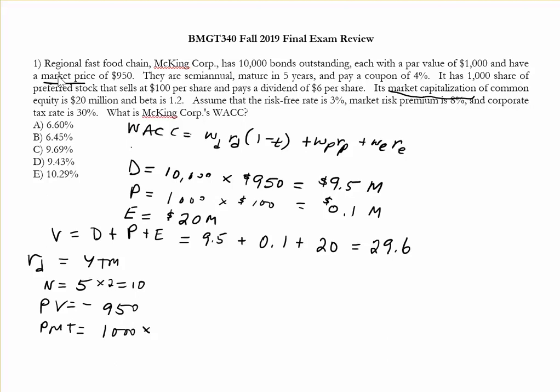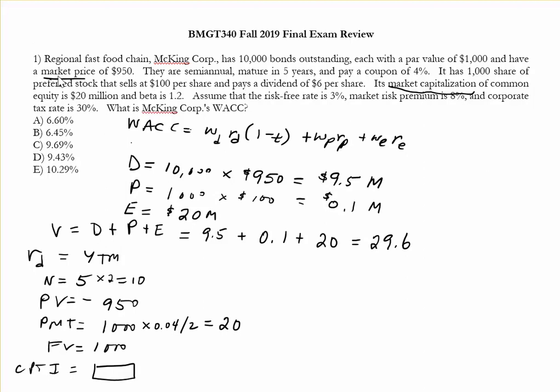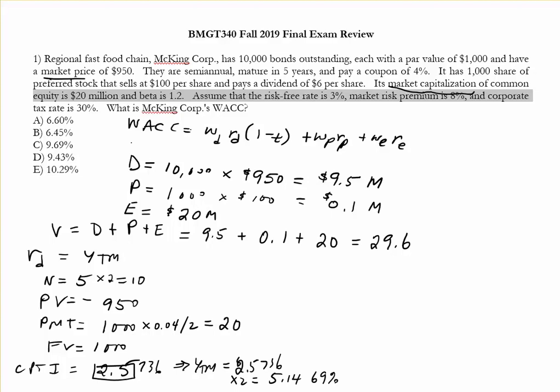The payment is the coupon payment, and the coupon rate is 4%. Coupon rates and yields to maturity are APR, so therefore we have to split this in half to get the semi-annual payment, and the par value is the future value. We compute the interest rate for this problem, which is 2.5736, giving us a yield to maturity of 5.1469%, because we have to annualize it. So remember, yield to maturity is an APR as well.